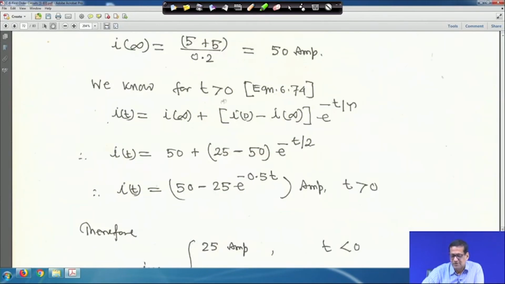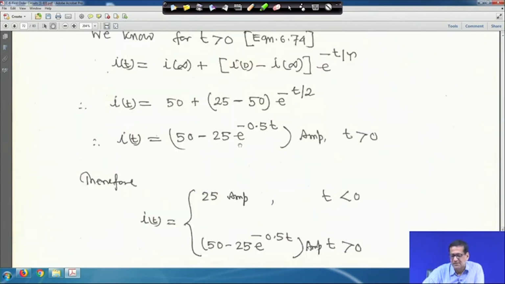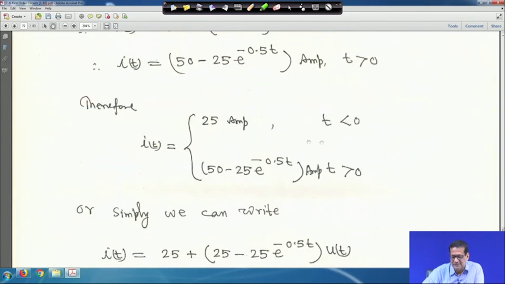Now, we know that for t greater than 0, i(t) is equal to i(∞) plus [i(0) minus i(∞)] e to the power minus t by tau. So, you substitute all these values, you will get i(t) is equal to 50 minus 25 e to the power minus 0.5t ampere, for t greater than 0. Therefore, for all time, i(t) is equal to 25 ampere, the initial value, for t less than 0, and for t greater than 0 it is 50 minus 25 e to the power minus 0.5t ampere.